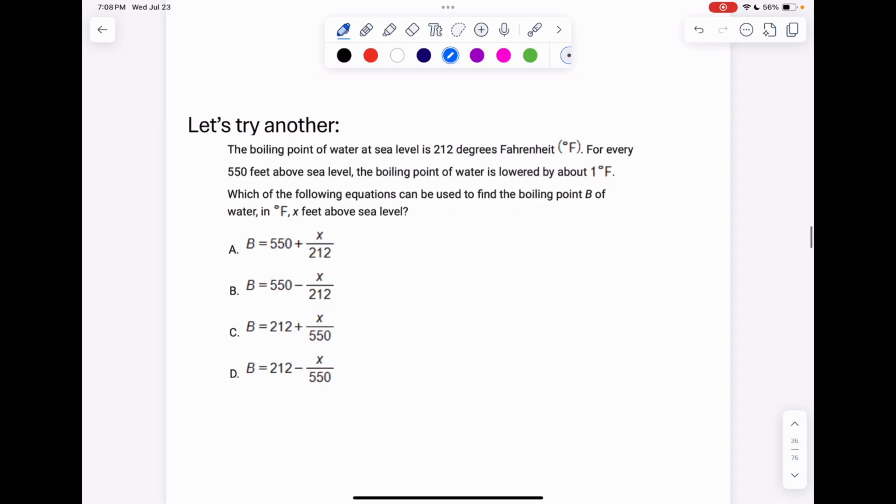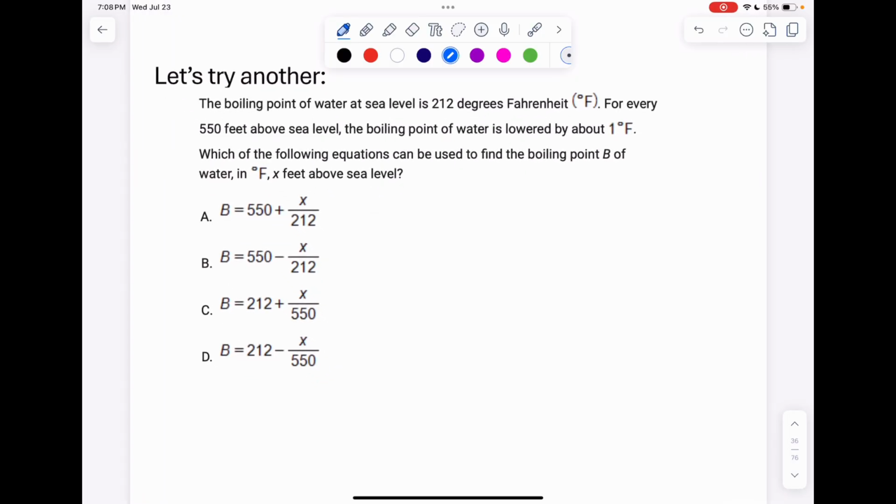So let's try another. This says the boiling point of water at sea level is 212 degrees Fahrenheit. For every 550 feet above sea level, the boiling point of water is lowered about 1 degree Fahrenheit. Which of the following equations can be used to find the boiling point B of water in degrees Fahrenheit, x feet above sea level?